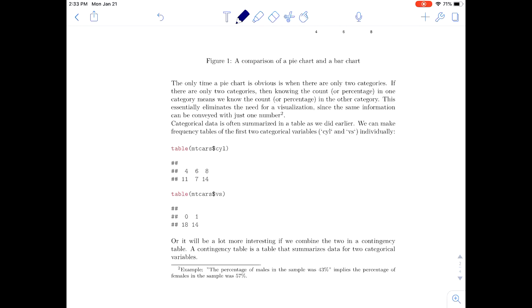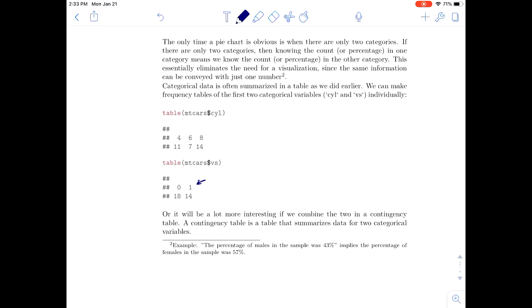So one thing that we could do is we could just look at the tables individually, where again, we've got just the categories. I'll just make a note here. So here we've got 0 is V-shaped and 1 is straight. So in our data set, we had 18 V-shaped engines and 14 straight engines. I don't know what to do with that, but that's a fact. Of course, we could report that. Seems kind of boring. Here's what's in the data.